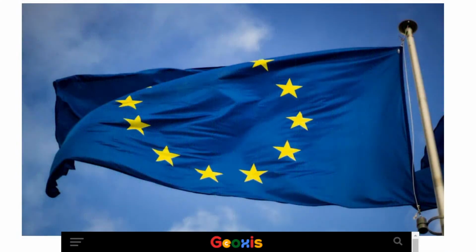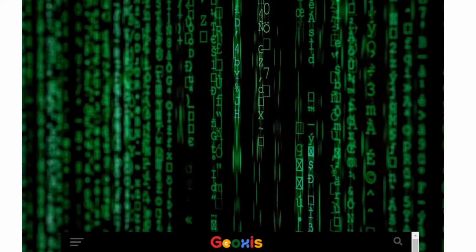Recital 63 of the GDPR states, "A data subject should have the right of access to personal data which have been collected concerning him or her, and to exercise that right easily and at reasonable intervals, in order to be aware of, and verify, the lawfulness of the processing."